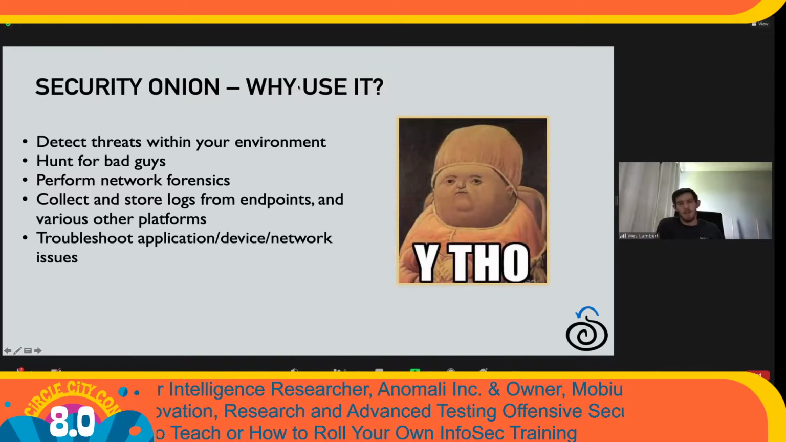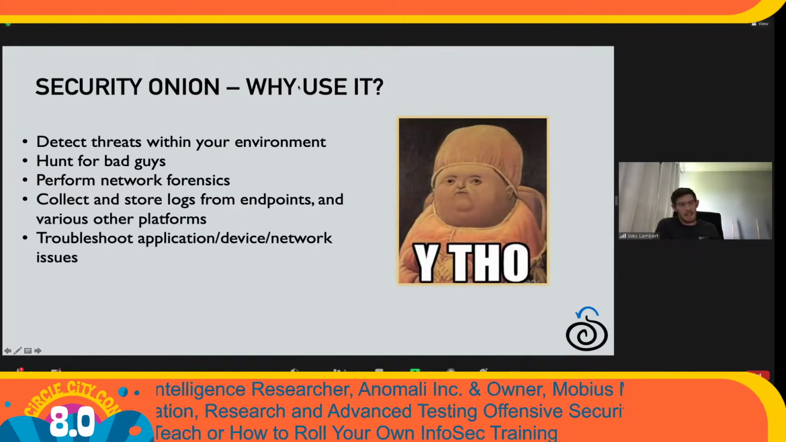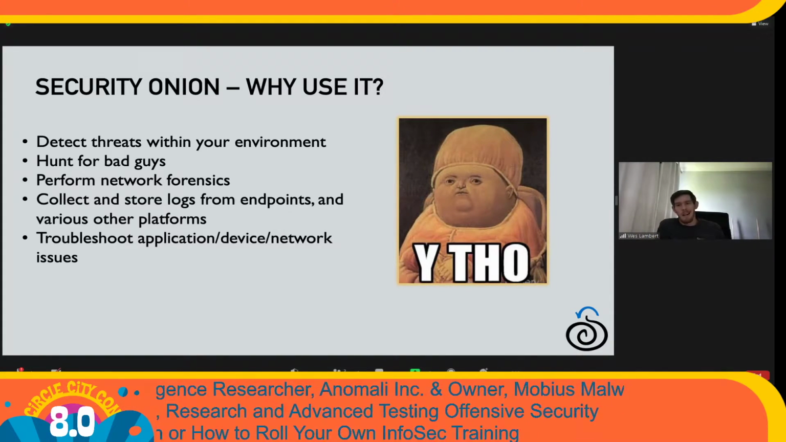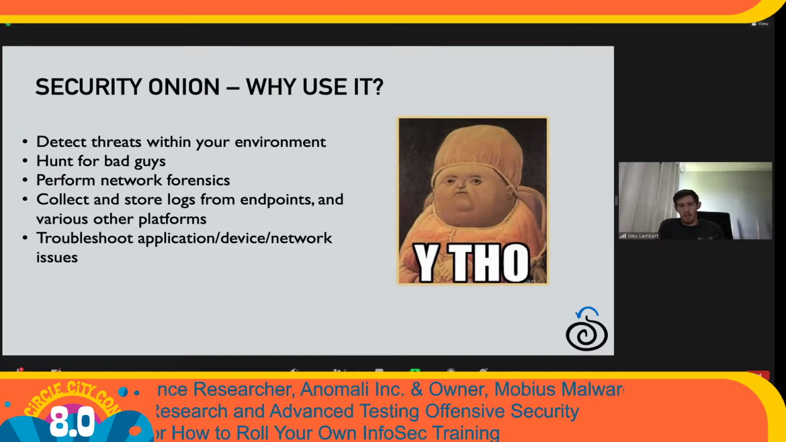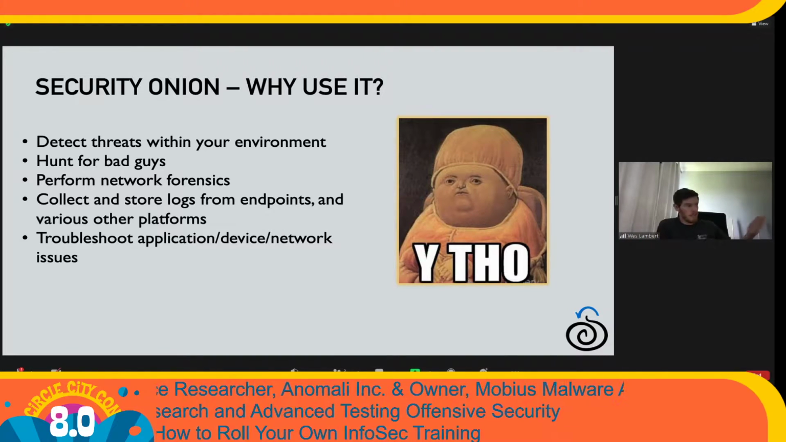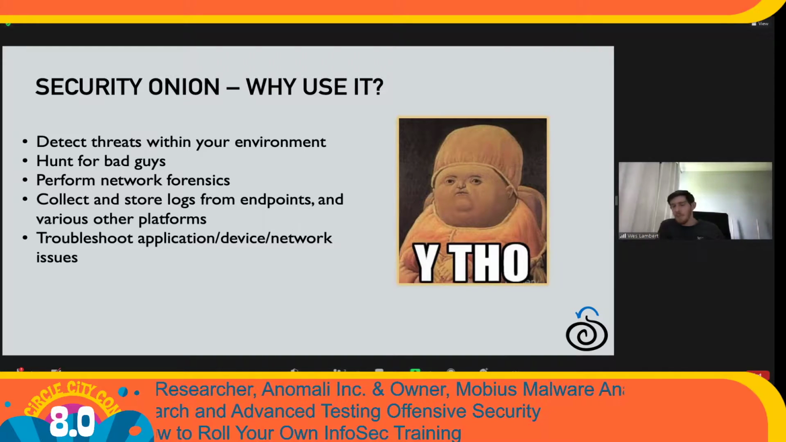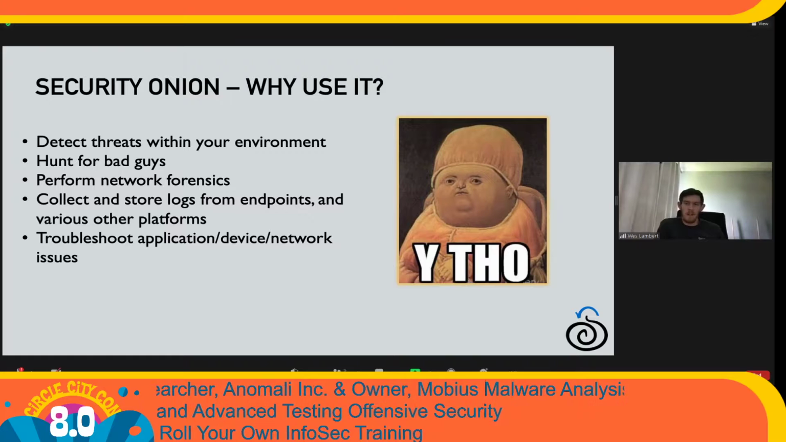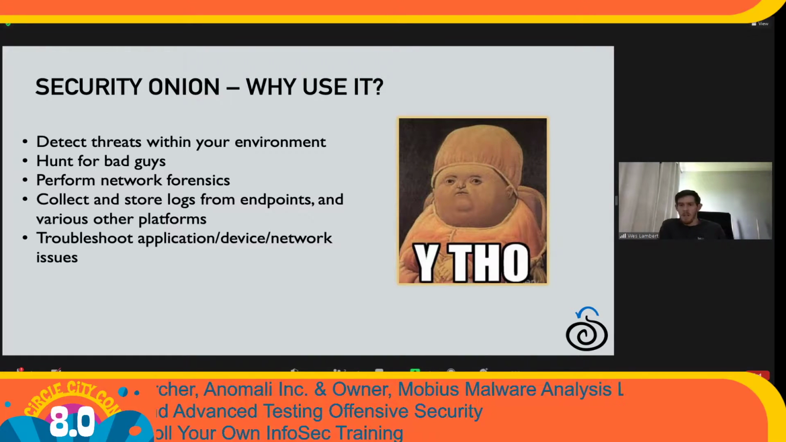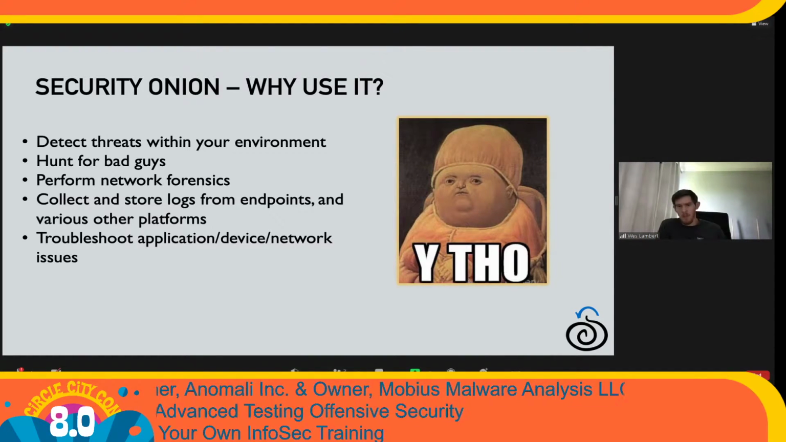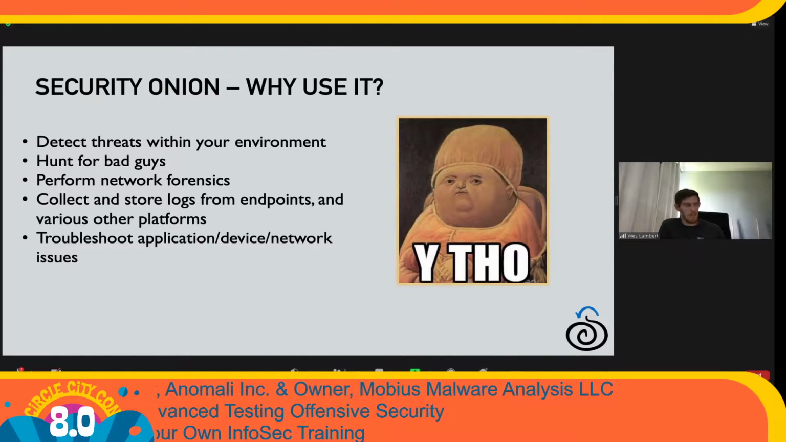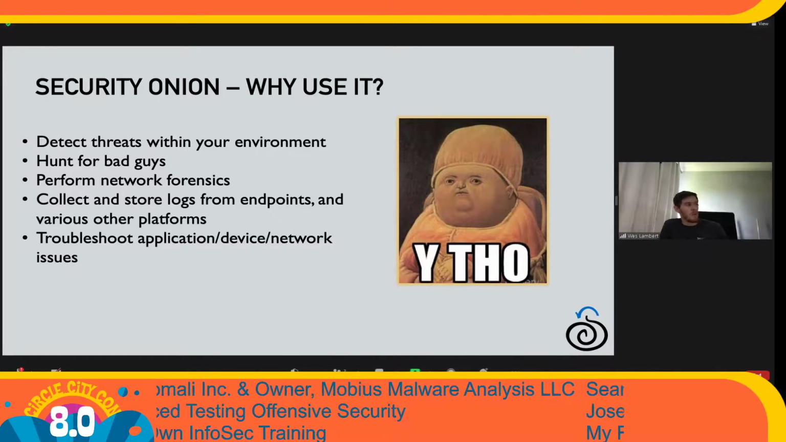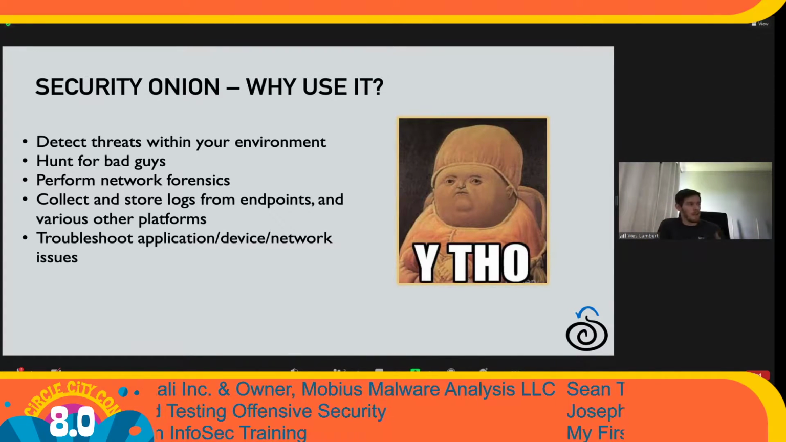So why use it, right? We can collect all this data. We have all these ways that we can bring data in. Why would we use Security Onion? I talked a little bit about detecting threats, right? Detecting threats within your environment, hunting for bad guys. A lot of times these IDS rules that we have are not going to be the end-all be-all as far as figuring out what's going on in your environment and alerting on suspicious things or things that should be alerted on, right? So there's the ability to do that.